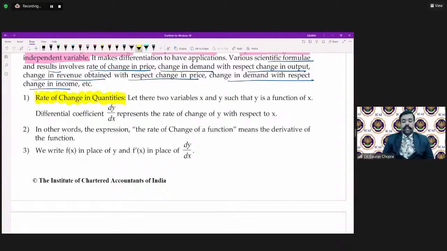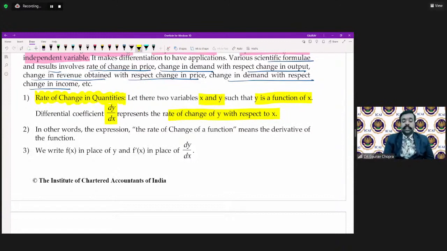So here we have to understand the rate of change in quantities. Whenever we have to find the rate of change in a quantity, there are two variables x and y such that y is a function of x. Then we will find the differential coefficient dy by dx, which represents the rate of change of y with respect to x. That means there are two variables, the value of one variable will be given and the value of the second variable we have to find out.